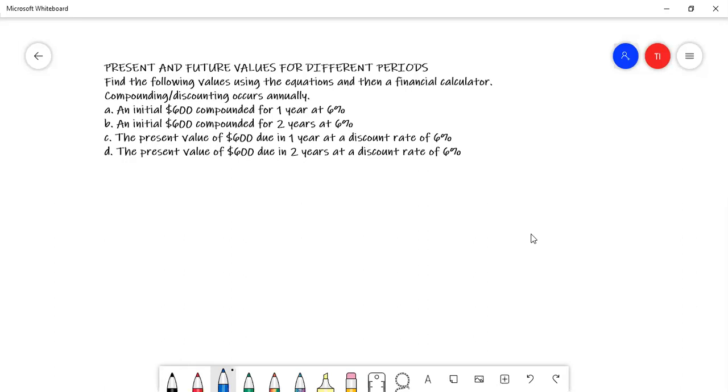Today I would like to illustrate for you how to calculate present value and future value for a single cash flow, which has different time frames. One is 1 year and the second is 2 years, and the compounding is M equal to 1, which is annually. So let's start. We want to solve the problem for A.